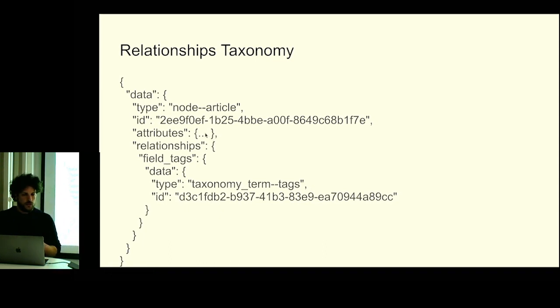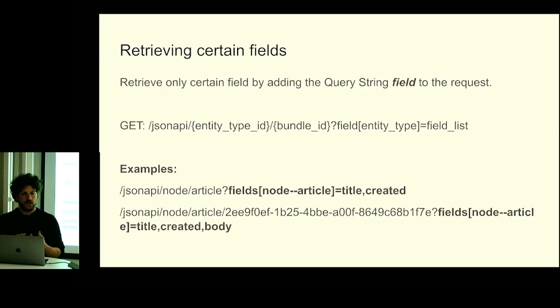When you make a request, in the attribute, you get all the content, everything related to the node. You can limit that by using the field query string. So you do a GET request, and you append the field, then you specify the entity type, and then the list of fields. For example, in this case, we are calling all the articles, but we want to see only the title and the created date.